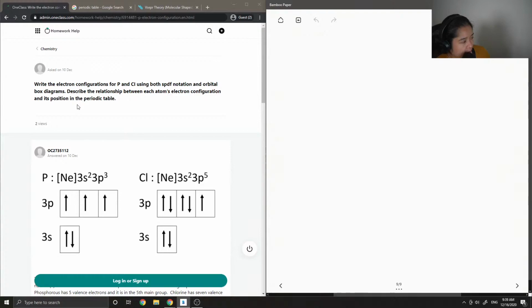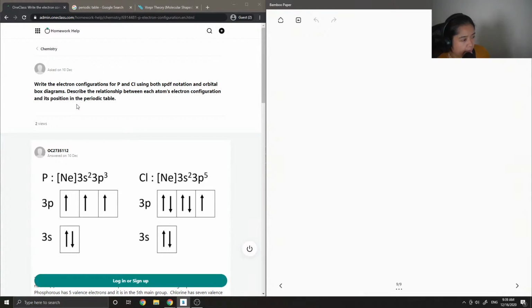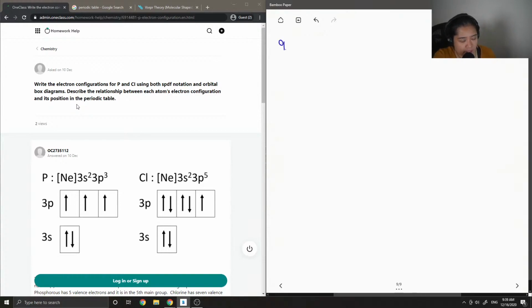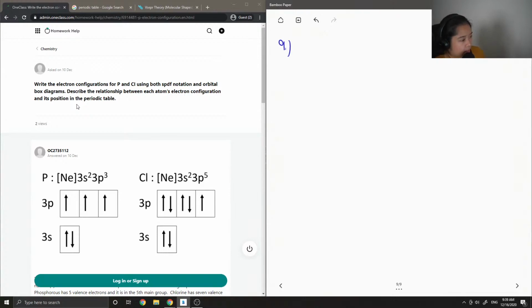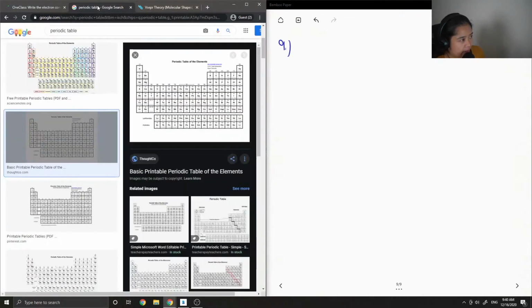Write the electron configurations of phosphorus and chlorine using both spdf notation and orbital box diagrams. Describe the relationship between each atom's electron configuration and position in the periodic table.